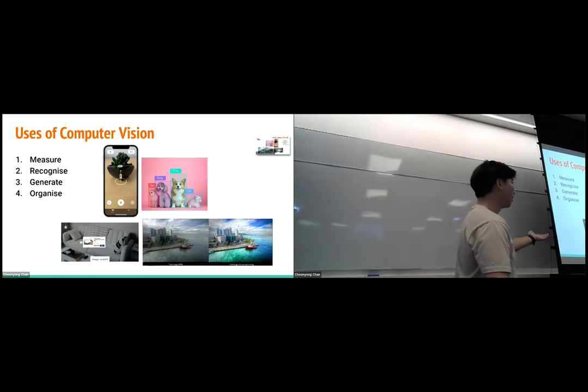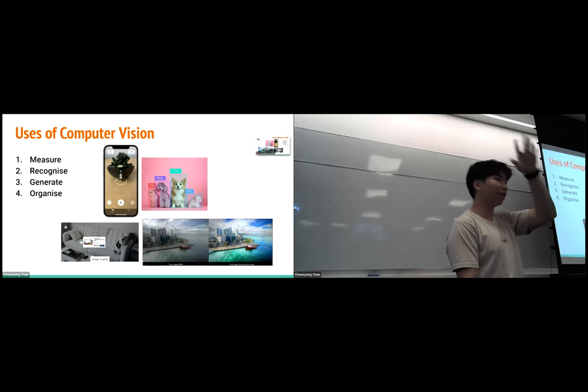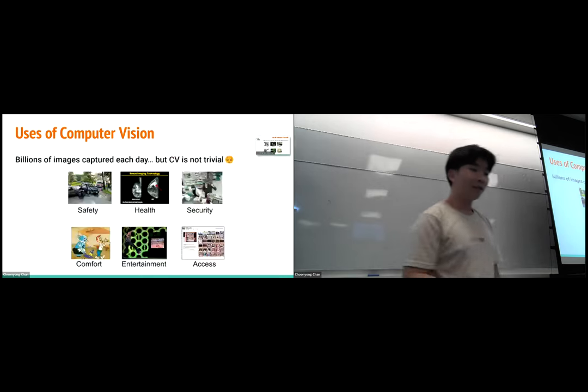So if you're using Google Lens, I think that's how they call it, or Google Photos, where you drag the images, then they search through the whole database, right? So that's the use of computer vision.